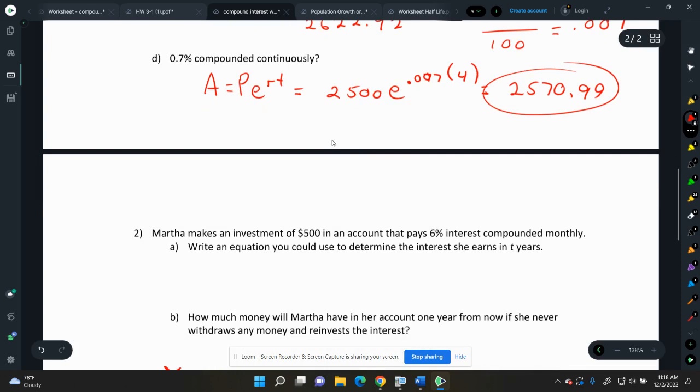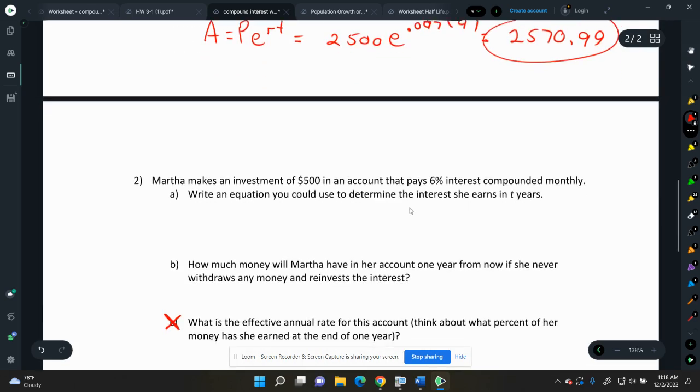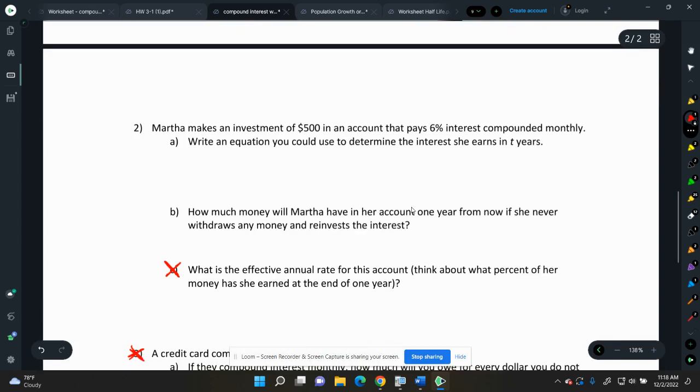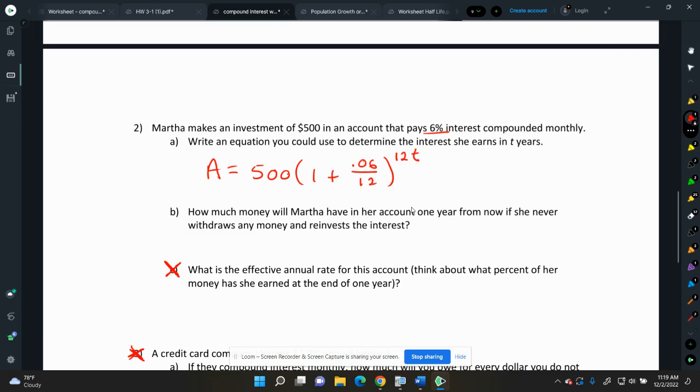Martha makes an investment of $500 in an account that pays 6% interest compounded monthly. So this is not continuous compounding. This is compounding monthly. And we're being asked for an equation. So the amount is equal to 500, the initial investment, times 1 plus 0.06, right? That was my interest rate. Compounded monthly, so divided by 12, to the power of 12t. That's all we have to do for that part. Just coming up with the equation.